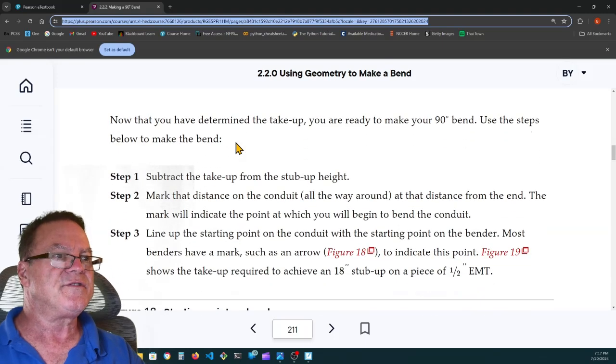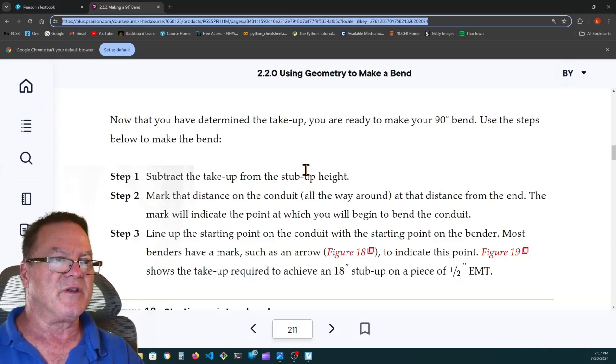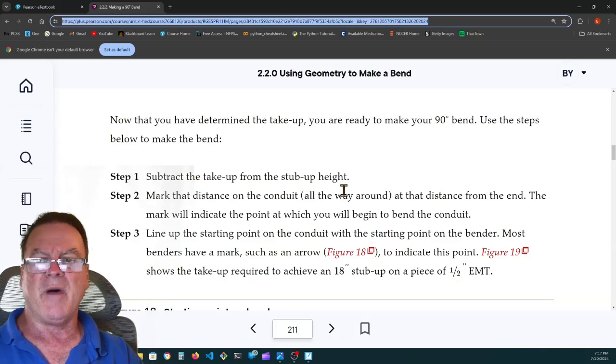All right. It says, now that you've determined the take-up, you're ready to make your 90-degree bend. Use the steps below to make the bend. Subtract the take-up from the stub height. Again, our stub height was 8 inches. We subtracted the 5-inch take-up. We marked the pipe at 3 inches.